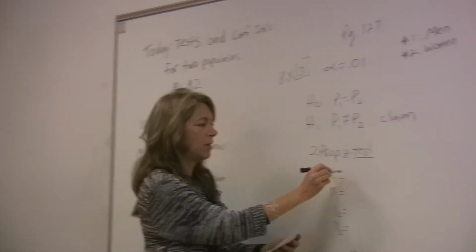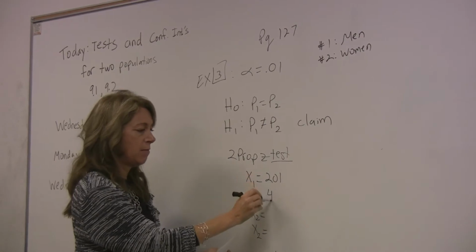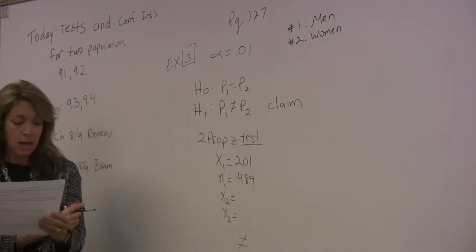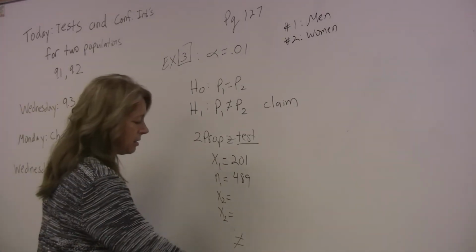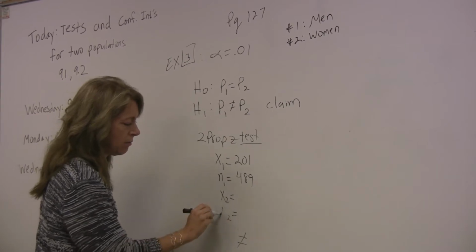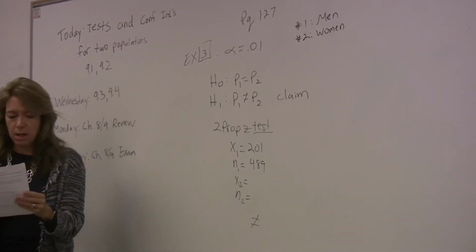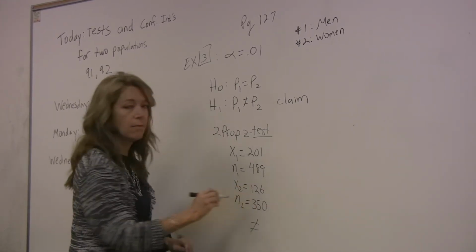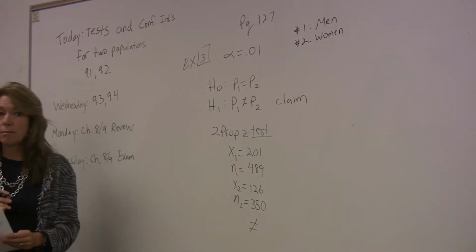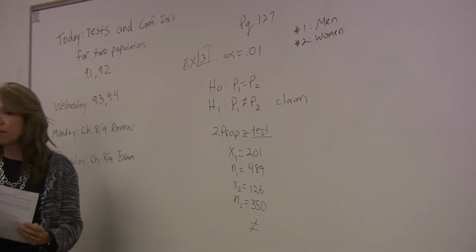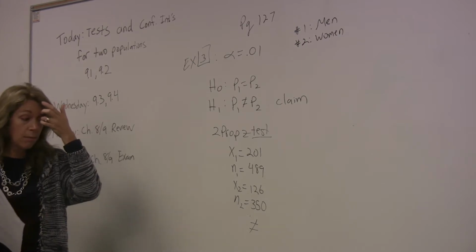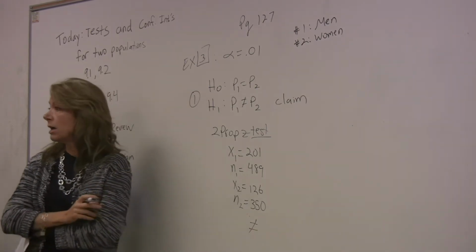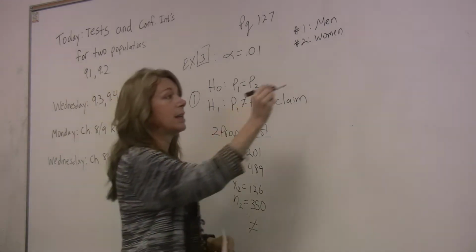So for men, I have 201 out of 489. And for, oops, I wrote x2 twice, just saw that, n2. For women, 126 out of 350. If you're reading my problem carefully. So step 1 is to write your hypotheses. Step 2 is to get our test statistic.